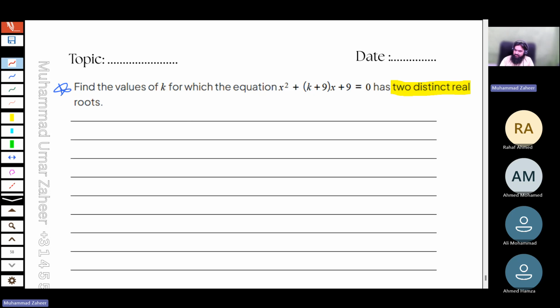Greater than 0. So we are going to get that b square minus 4ac is greater than 0. Let's substitute the values we have. B value is k plus 9 whole square, minus 4, a is 1, c is 9, is greater than 0. Now (a plus b) whole square is a square plus 2ab, so 2 multiplied by 9 is 18k, plus 9 square, that is 81. 4 times 9 is 36, greater than 0.